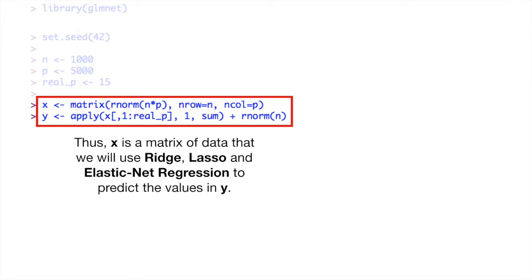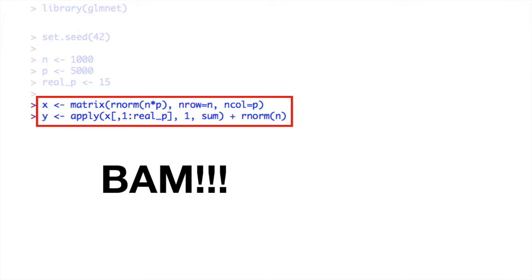Thus, X is a matrix of data that we will use Ridge, Lasso, and Elastic-Net Regression to predict the values in y. Bam!